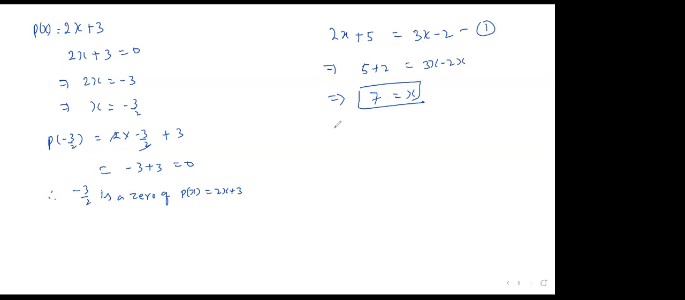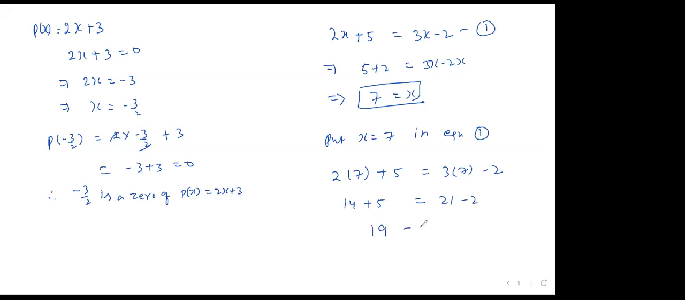So x equals 7 should satisfy equation 1. If we put x equals 7 in equation 1, we have 2 into 7 plus 5 and 3 into 7 minus 2. 2 into 7 is 14, plus 5 is 19, and 21 minus 2 is 19. So it satisfies the given equation. Have you understood? Yeah, could we do another example? Yes, sure.